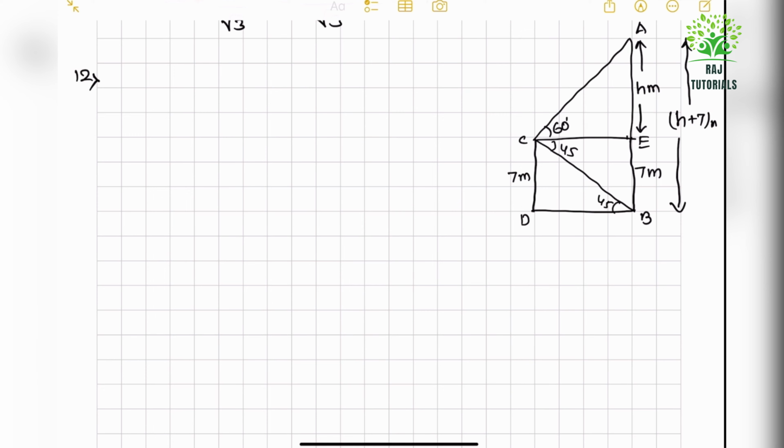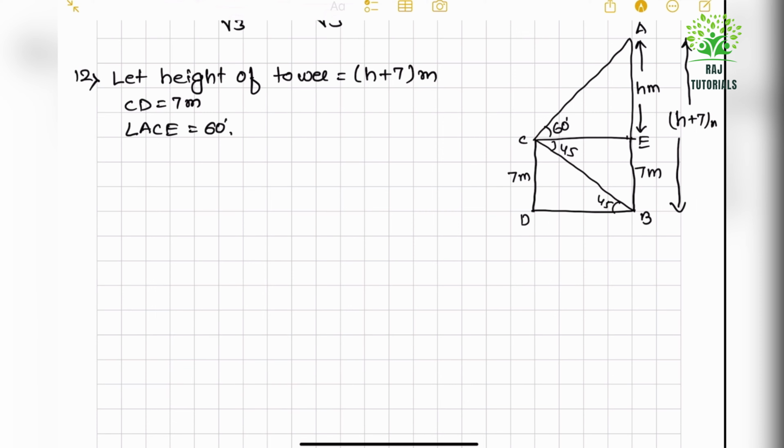Next it says from the top of a 7-meter high building, the angle of elevation of the top of a cable tower is 60 degrees and the angle of depression of the foot is 45 degrees. Determine the height of the tower. So here I am saying let height of tower is h plus 7 meter because 7 meter high building is there. Against that I am having the tower. So CD equal to 7 meter, that is height of the building.